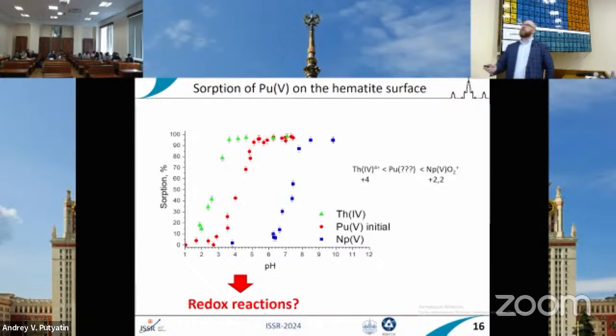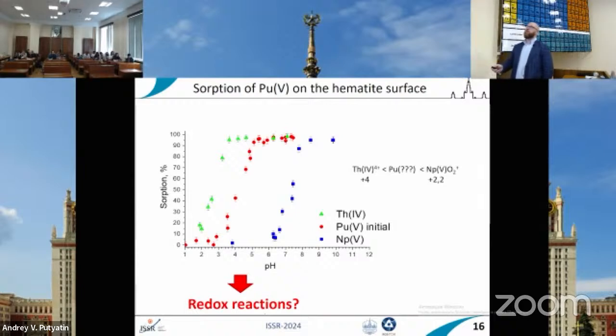So there is again a comparison of the sorption behavior of tetravalent thorium. You can see that the higher the charge of the cation, the more efficient the sorption, even at low pH values. So it's a very good sorption, very high efficiency of sorption.